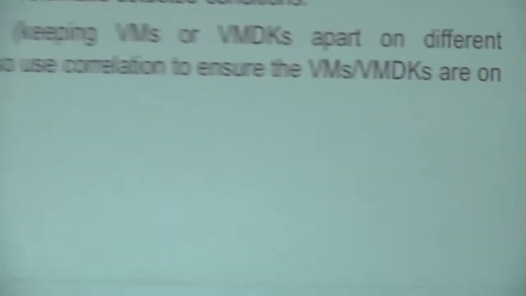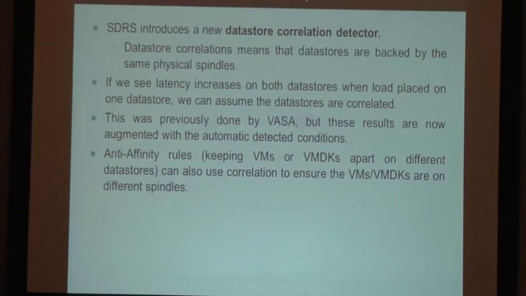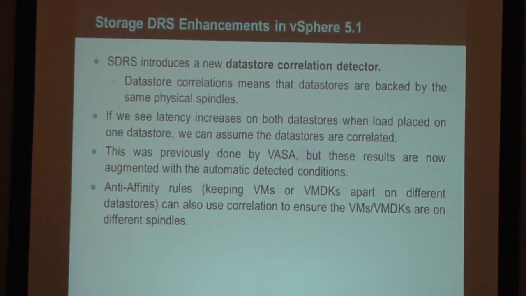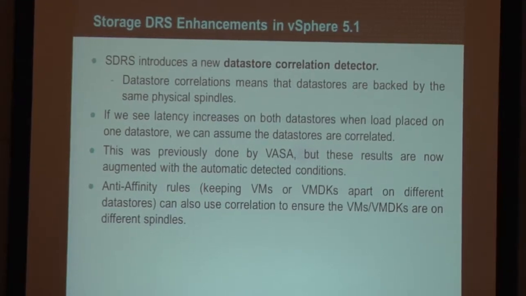Storage DRS introduces a new data store correlation factor. So it checks that these data stores are individual bits of storage. So it is possible to have data stores which are backed by the same spindles. So when it does its tests against these bits of storage, it will now notice if the data stores have exactly the same storage profile, and it will figure out that these data stores are actually backed by exactly the same spindles. So it's getting much more intelligent about the quality of service. So this was previously available in VASA because VASA surfaced these up from the bottom up, and now it's just taken entirely by the hypervisor layer.